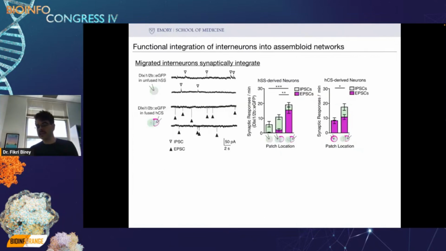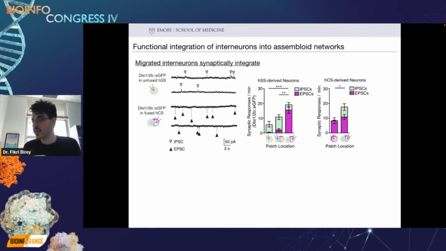And then we asked the really critical question of whether these interneurons are synaptically integrating into these excitatory networks. And for that, we performed whole-cell patch clamping experiments on interneurons in 3 different experimental groups. If you look at the little schemes under the bar plots, these are the groups, either interneurons in subpallial spheroids unfused. So this is our unfused control.